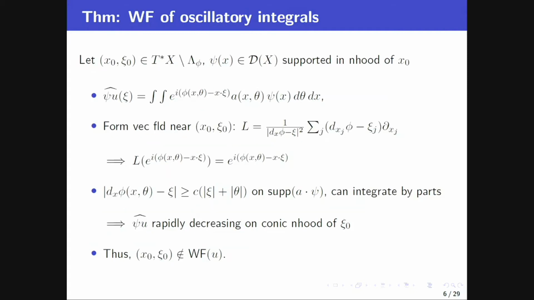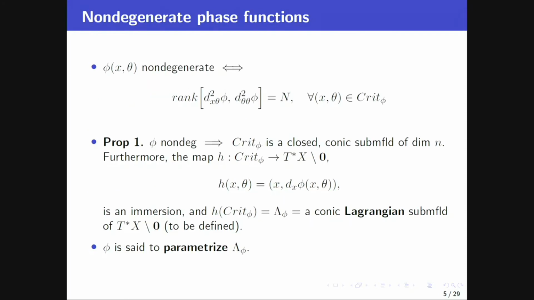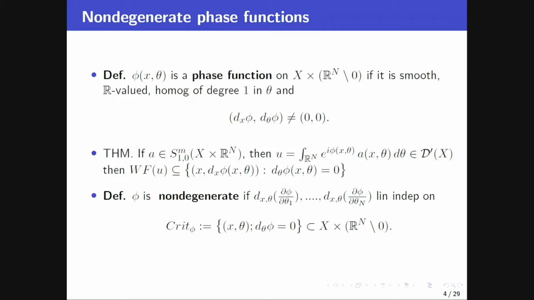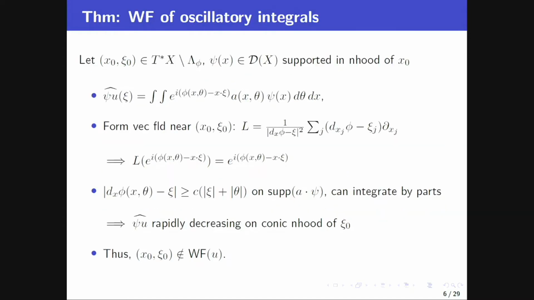Okay, so let's prove the theorem from yesterday. We're going to sketch the proof. It's in the books I told you about. So let's remind the theorem. The wavefront set of this distribution is in Lambda_phi. So we're going to show that if a point is not in Lambda_phi, then the point is not in the wavefront set. So let's consider x0, a point not in Lambda_phi.